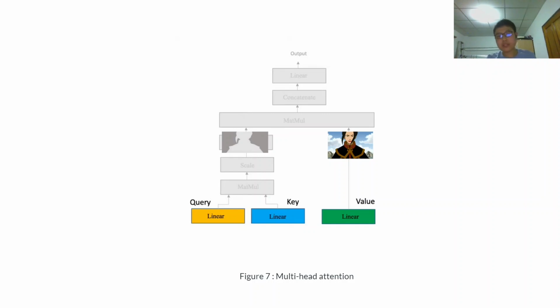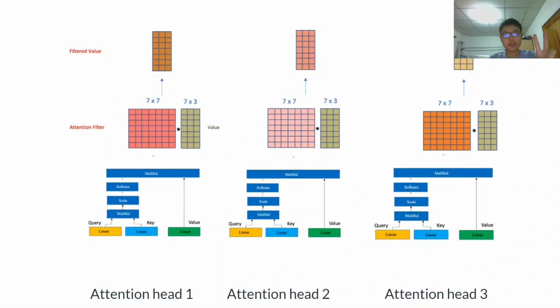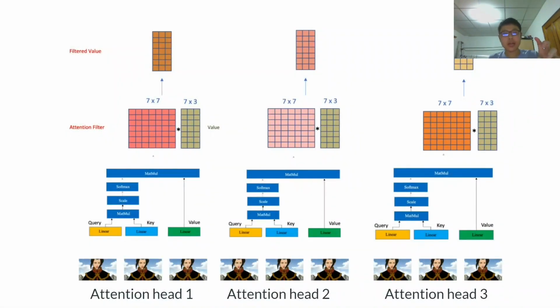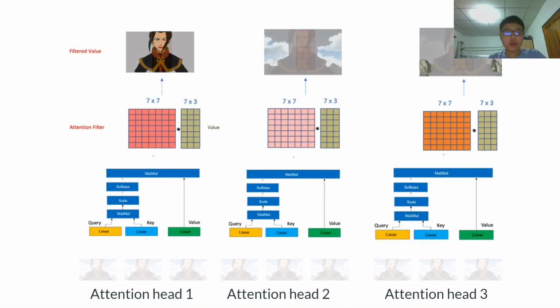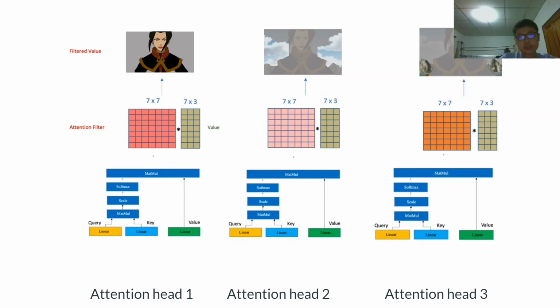But the value itself is just the original image, and then we multiply together, we will get a filter image. But note that there are more than one head, right? So what we can do now is we will get more than one filter image. So you can see that there are more than one filter image.